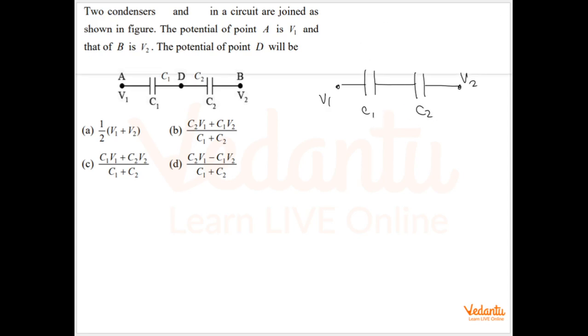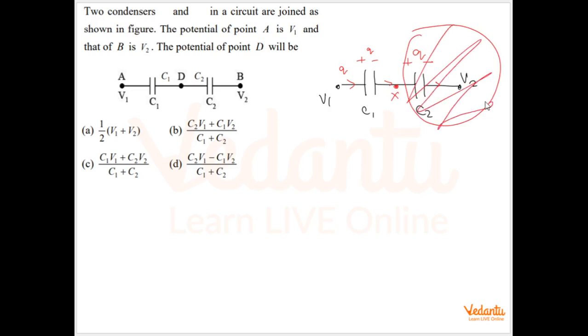So first of all, let's say charge Q flows in this direction. That means there will be plus minus Q charge here and plus minus Q charge here as well. Now if the potential at this middle point is equal to X, and for a minute you forget about C2 and only look at capacitor C1, you can say that Q is equal to C1 into potential difference.